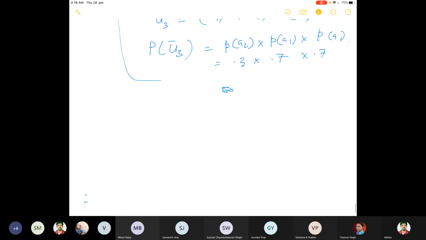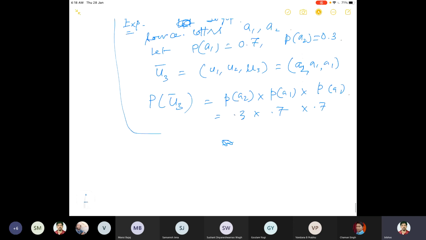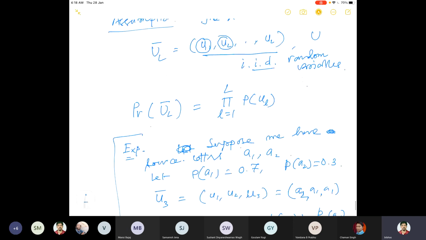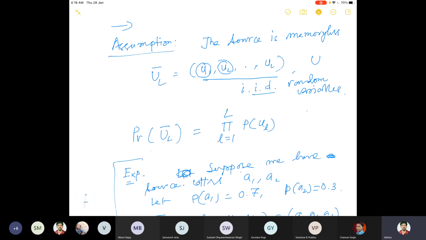Now, what do we want to do ultimately? Ultimately, we want to show, don't forget the focus, don't forget the goal. The goal is to find out two things.